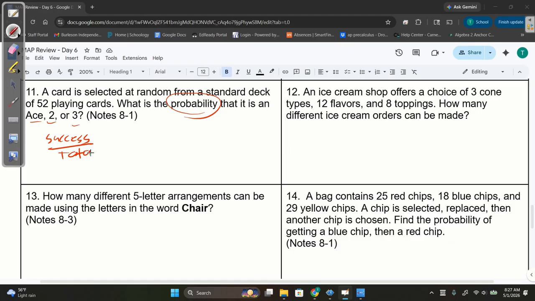So, I've got 52 total playing cards in a deck. And I want to find out how many are aces, 2s, or 3s. Well, there's 4 of each type of card in the deck. So there's 4 aces, 4 2s, and 4 3s. Adding all these together, I get 12 possible successes. And then we simplify. I can divide top and bottom by 4 to get 3 out of 13.